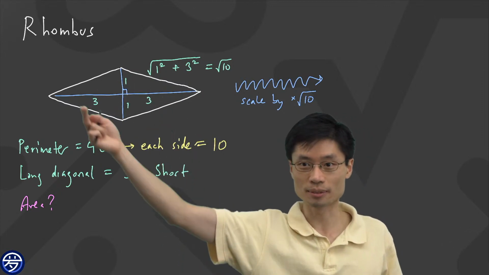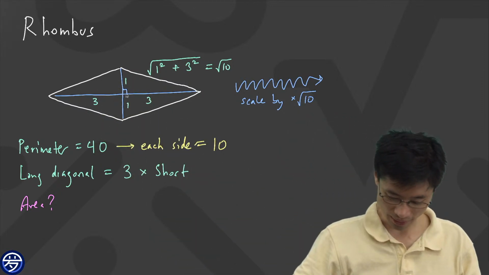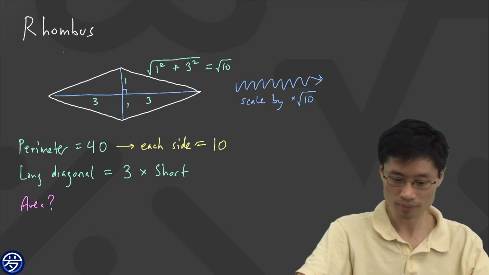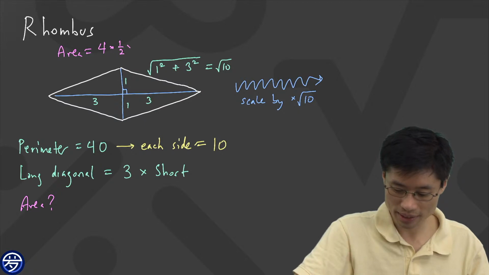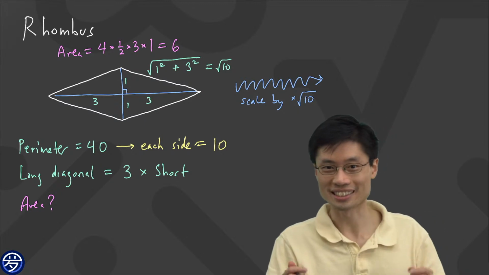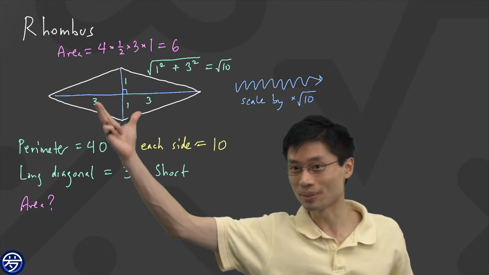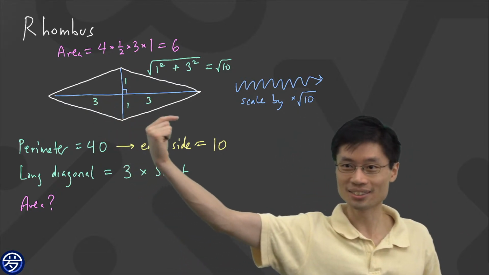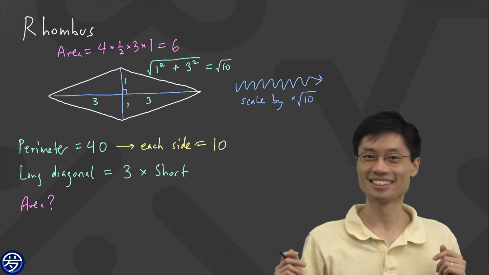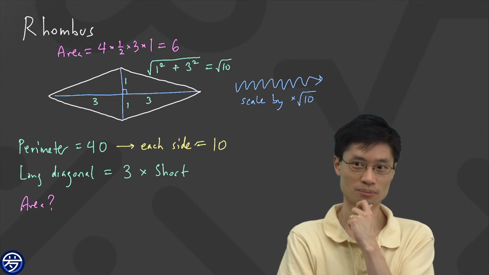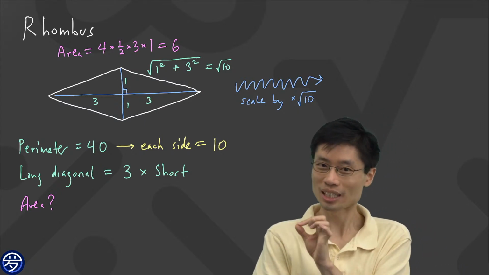So the area of this thing is equal to 4 of half the base times the height, which is 6. I saw some people say 6. And so the answer is what happens when you take something with area 6 and you scale it by root 10. And so the answer is obviously 6 root 10. Sure? Well, you've got to be a little bit careful.